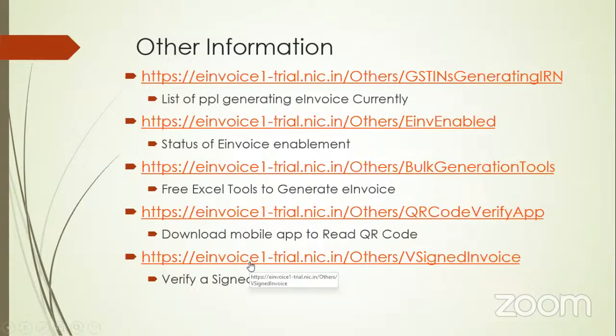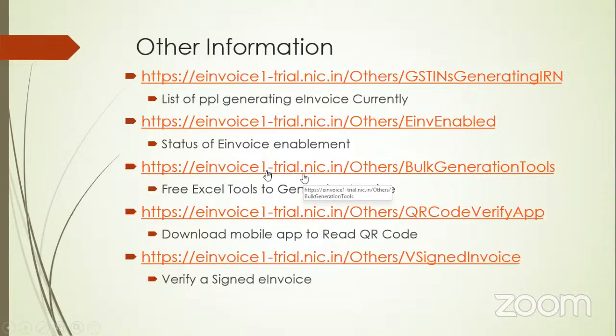There is some other information and tools provided by the government to make e-invoicing easier. You can see the list of people who are generating e-invoices. If you are buying goods from a particular supplier, you can check whether they are generating e-invoices. If they are, and you have not received an e-invoice, you can ask for it, because that is the valid document. If they do not generate an e-invoice when they are eligible for e-invoicing, the invoice is not valid. Similarly, you can check the status of e-invoice enablement for your GST number, whether it has been enabled.